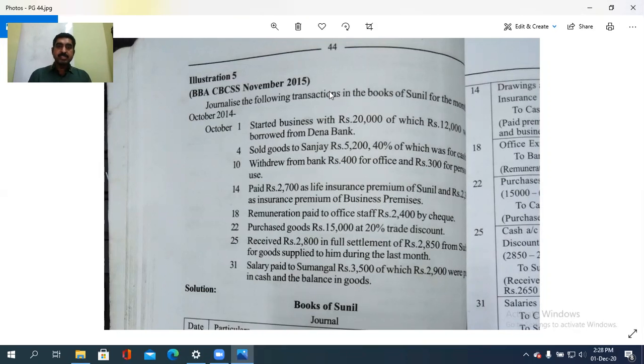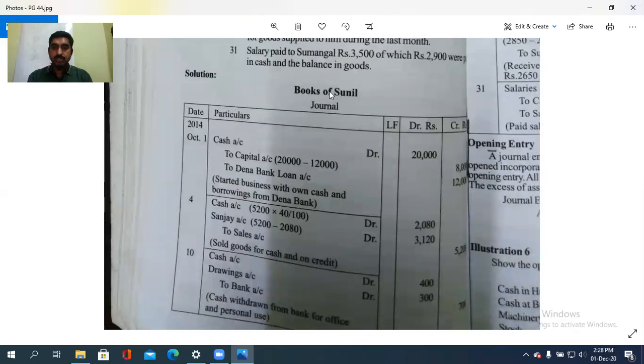So firstly, started business with cash, rupees 20,000, out of which 12,000 were borrowed from Dena Bank. So 12,000 is the Dena Bank loan, and the remaining 8,000 is the normal cash. So what is the entry? Cash account debtor 20,000, to capital 20,000 minus 12,000, that is 8,000, to Dena Bank loan account 12,000. Cash is coming into the business, cash is new to the business. So cash account debtor to capital 8,000, to Dena Bank loan 12,000.